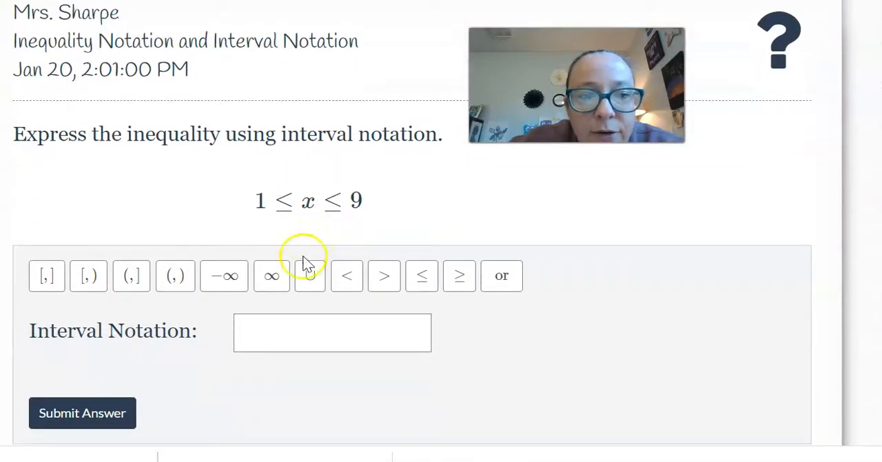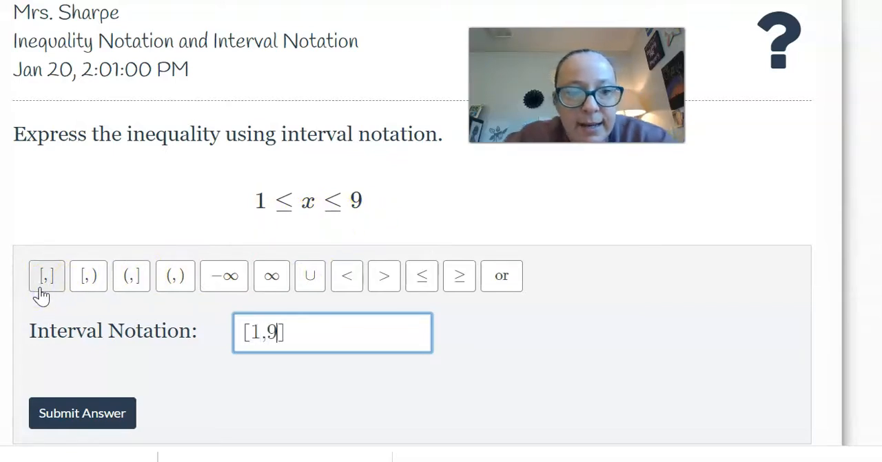Express this in interval notation. So left to right, it would be bracket. That would be a bracket because it has the equal to. And this would be a bracket. So it would be a bracket and a bracket. And it'd be 1 span to 9.